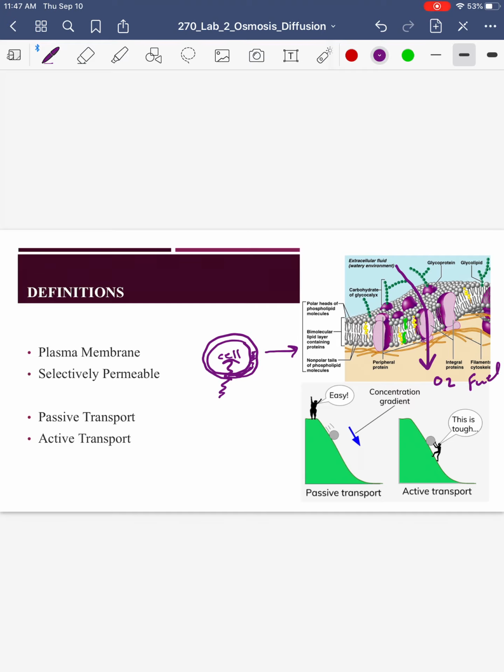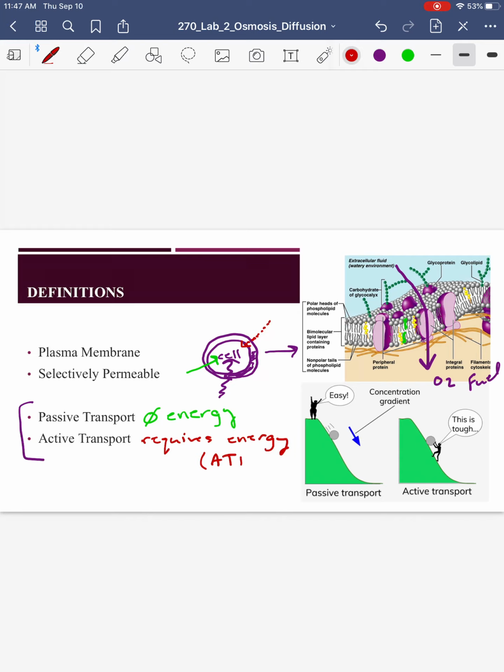When we talk about getting things through that plasma membrane, there are 2 ways. We can move something through the plasma membrane passively, which means no energy is required. That's what we're going to talk about today, because diffusion and osmosis are passive means of transport. Or sometimes we have to push things through active transport, and this requires energy in the form of ATP.